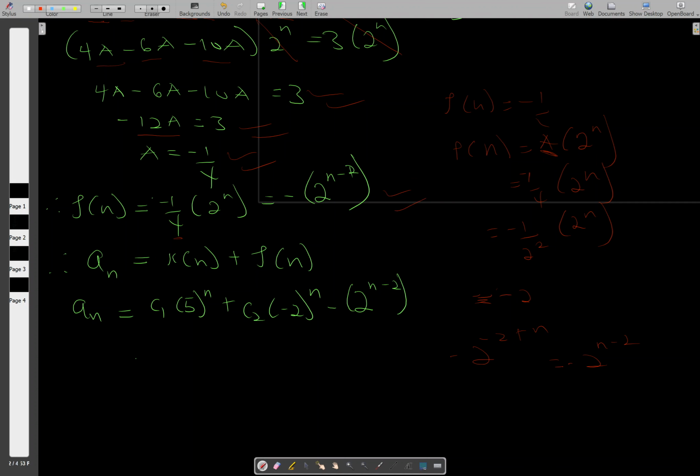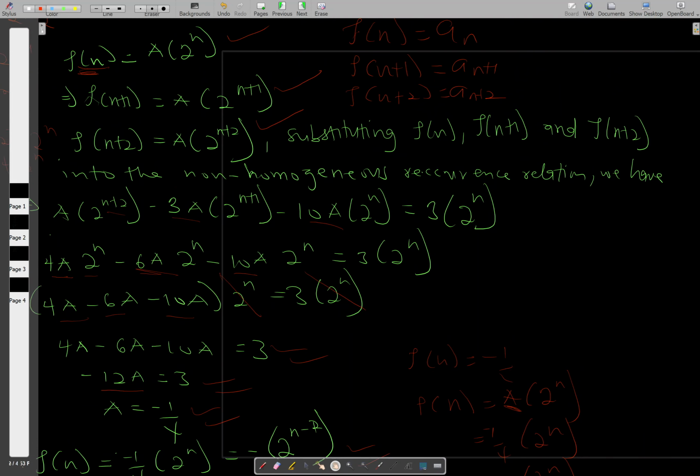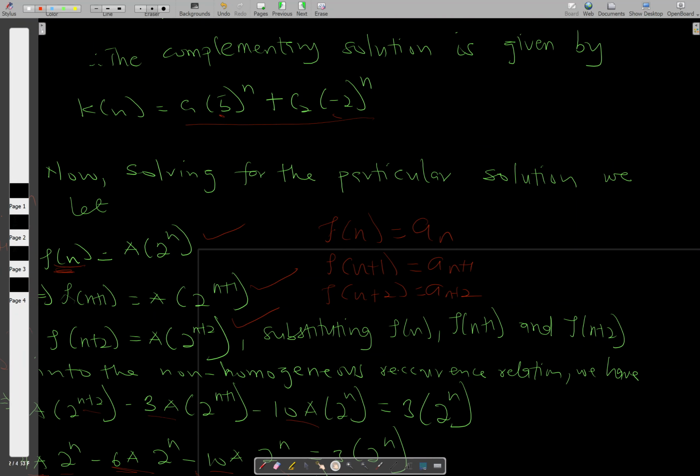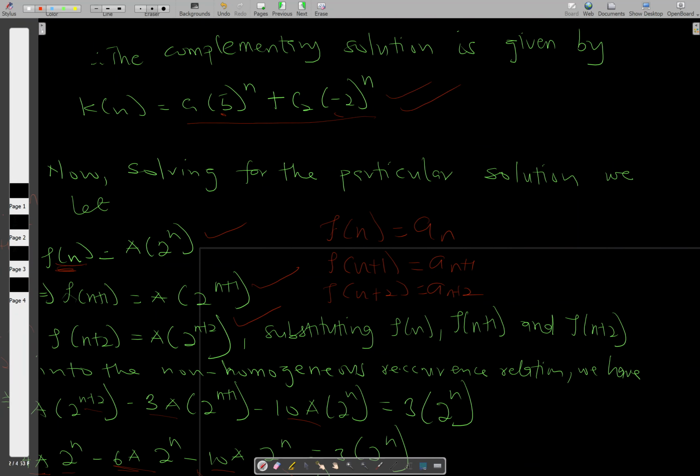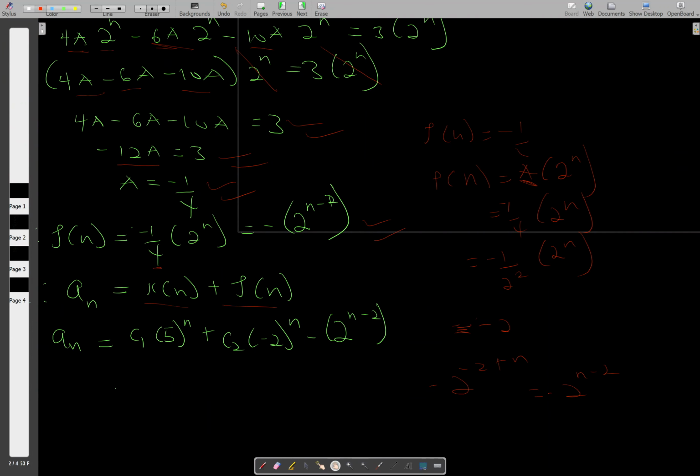So we can now find our general solution. Our general solution is just the complementary solution plus the particular solution. Our complementary solution was this: C1 times 5 to the power n plus C2 times negative 2 to the power n, where C1 and C2 are arbitrary constants. So when we combine it with the particular solution, we get this as our general solution.